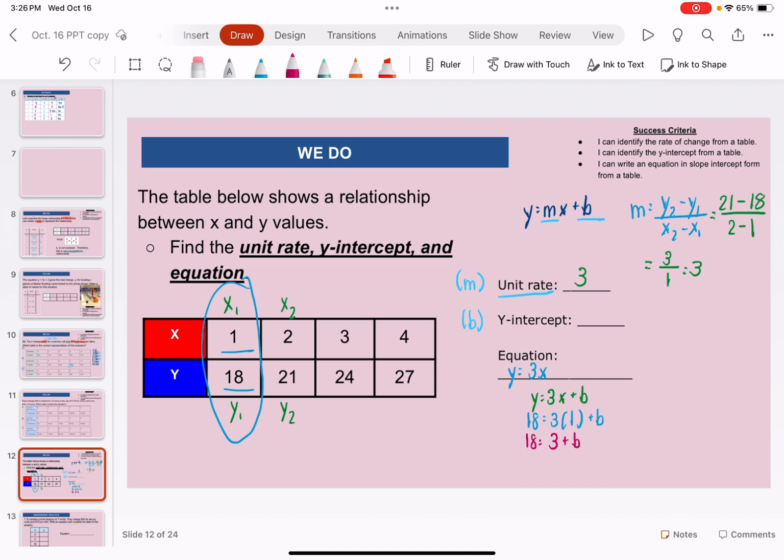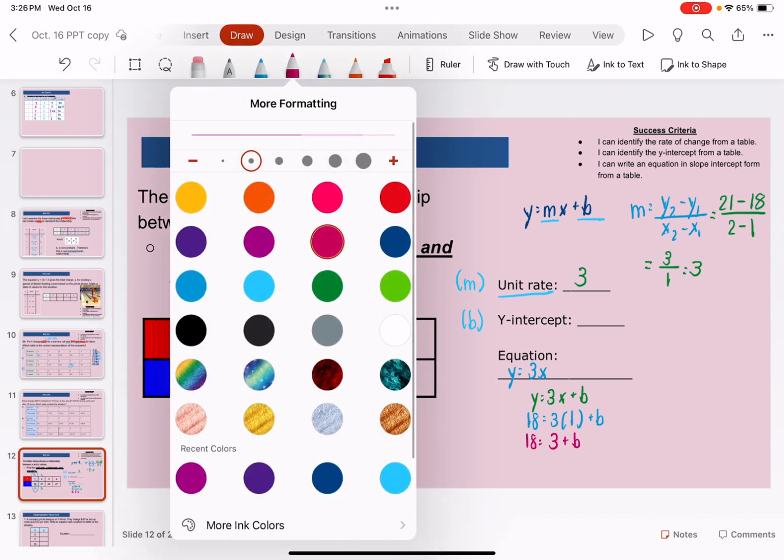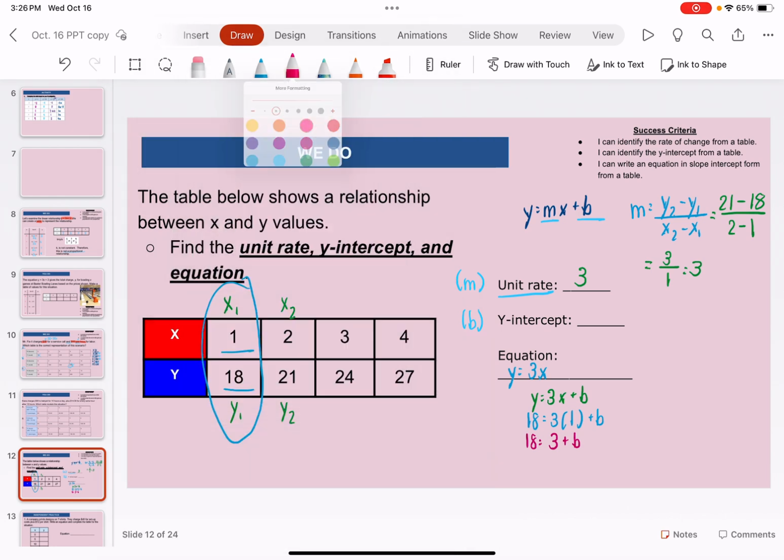And then from here, I'm going to go ahead and do 3 times 1, which is 3, plus b. So now we have a one-step equation, and I want to move the 3 to the other side. I want to just isolate the b. I want to get the b alone. So what I'm going to do is I'm going to subtract 3 on both sides. So 3 minus 3 is 0. That's a 0 pair. And then we have 18 minus 3, which is 15. So then we have b is equal to 15. So of course, I'm going to write that in here. Our y-intercept is 15. And lastly, I'm going to complete our equation. So we have y is equal to 3x plus 15.